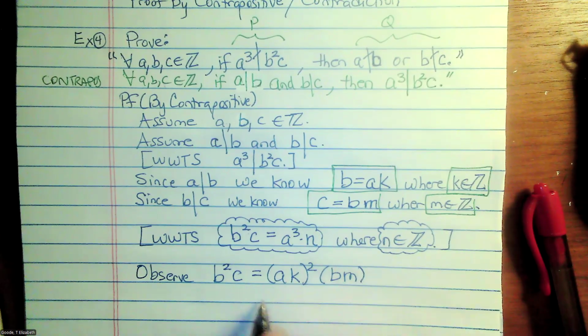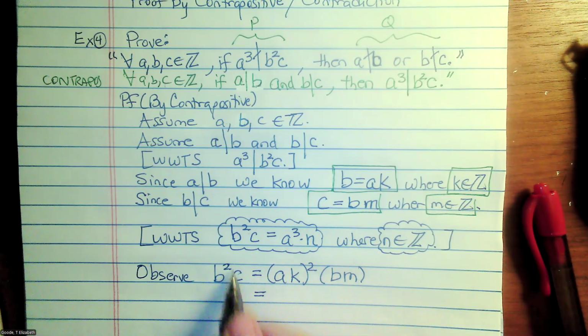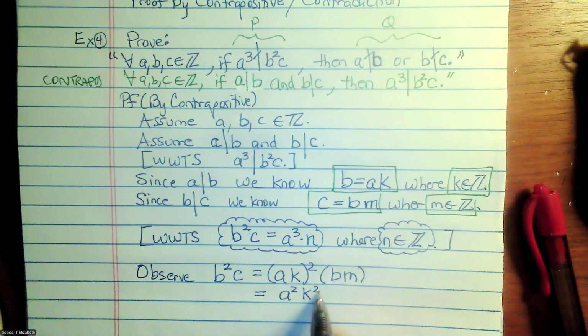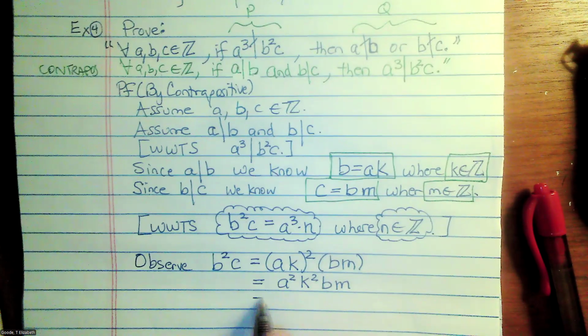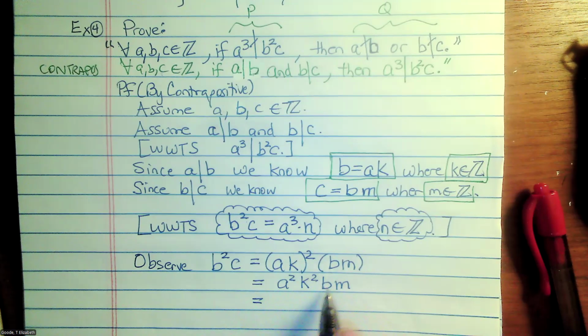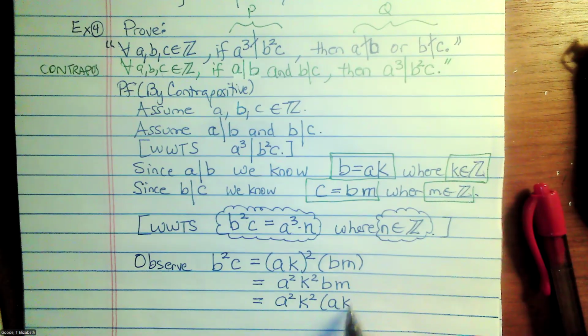Yes. Good. Now, it's nice that we have our wish right in front of our very eyes, because right now we've got B squared C equals A squared times K squared times B times M. But we need A cubed. We only have A squared. Well, we could substitute again. We have unlimited money. So B equals AK, so we have another AK.